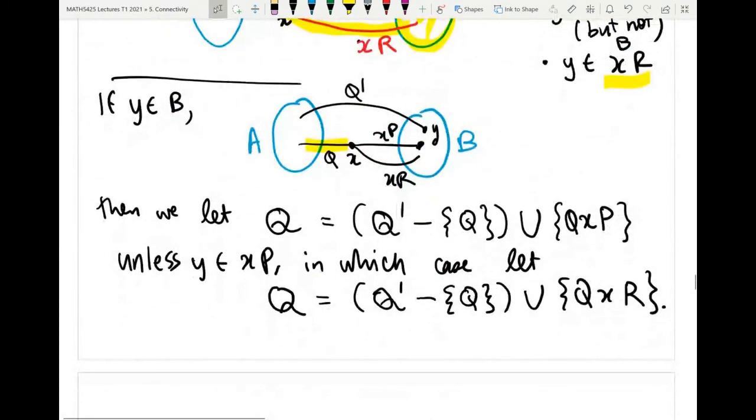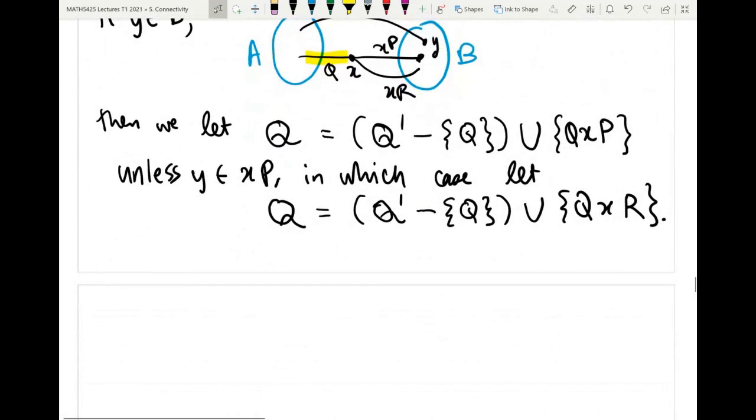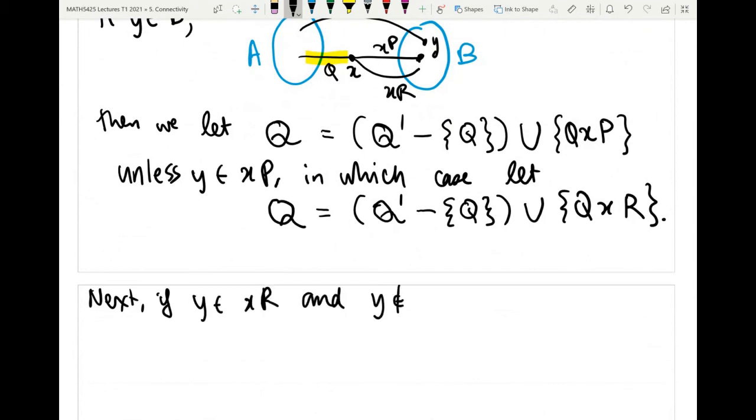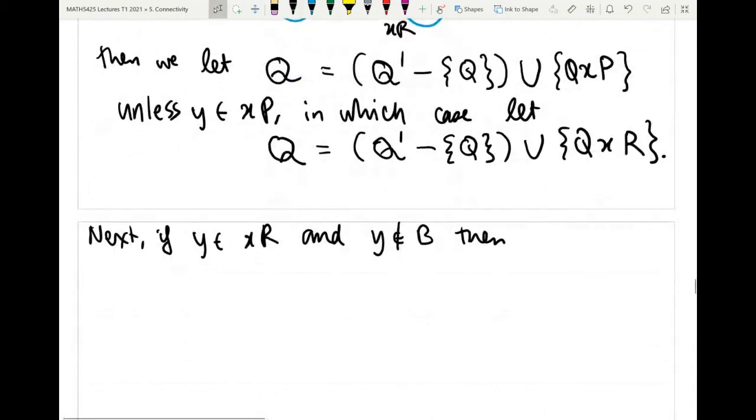Okay, so what we want to do next is consider if Y belongs to XR, but it's not at the very end. So Y is not in B, then we're going to see what happens. So let me draw another picture.